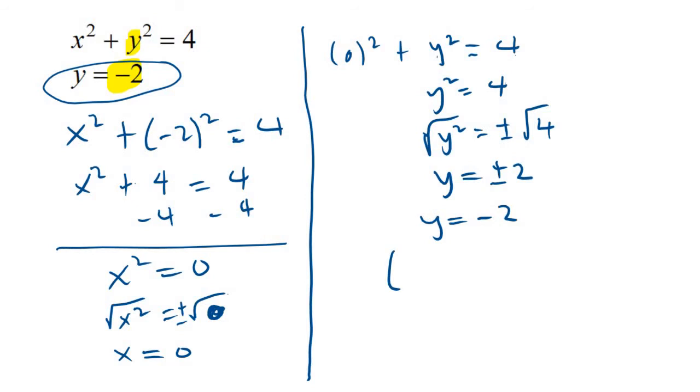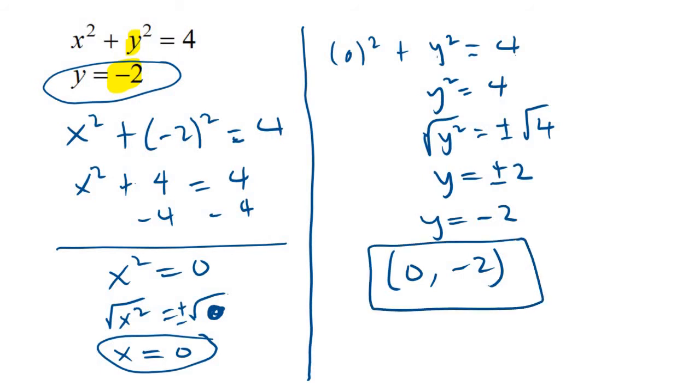So our coordinate will be 0, negative 2. We already found x is 0, and we pick y equals negative 2 from this other equation. So the coordinate of intersection of the line and the circle is at 0, negative 2.